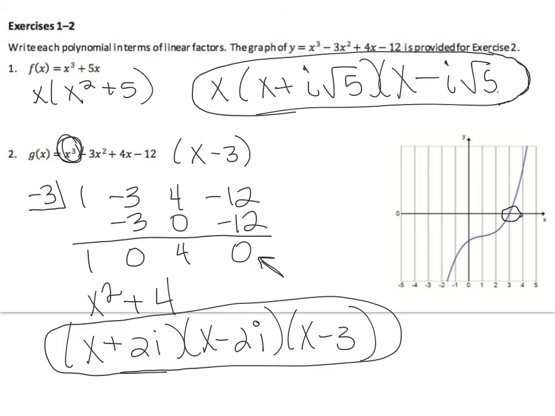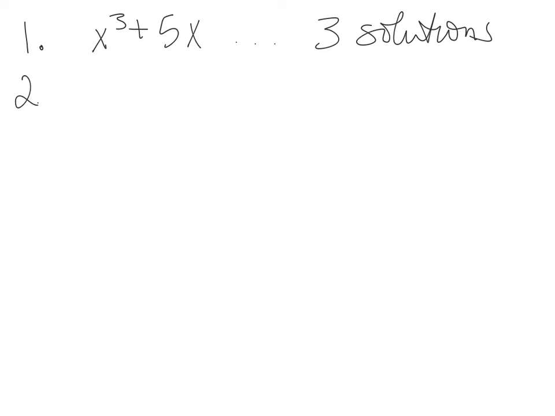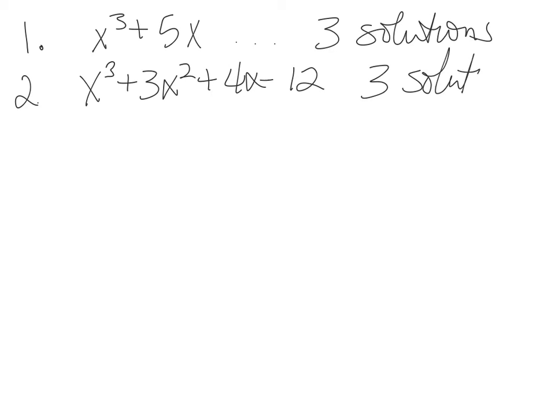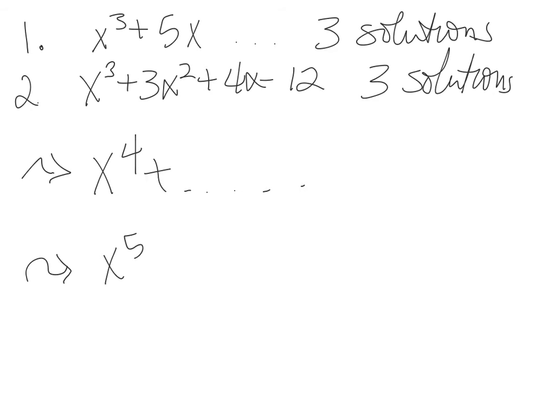But let's move on. Okay, let's discuss real quick. For the first exercise, I had x cubed plus 5x, and I had 3 solutions. For the next one, I had x cubed plus 3x squared plus 4x minus 12, and I had 3 solutions. What if I had x to the 4th plus lots of other stuff, or x to the 5th, etc.? How many solutions would I have?